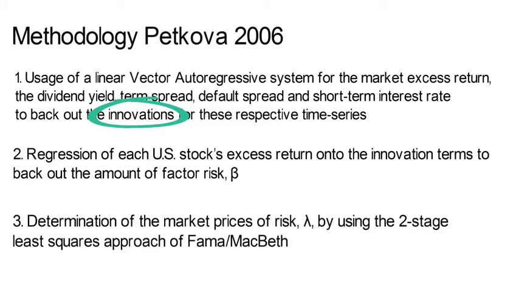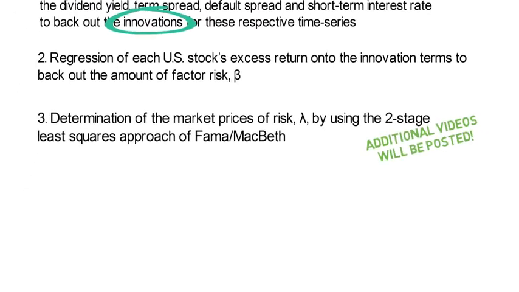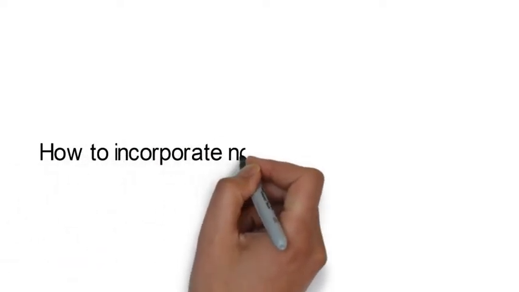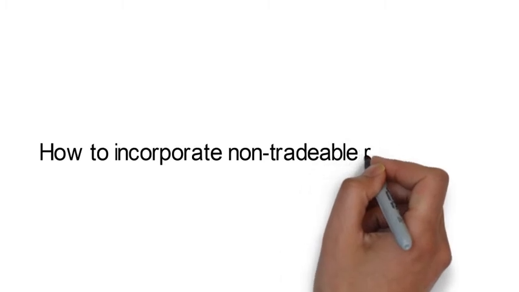Last, she determines the market price of risk lambda by using the two-stage least squares approach of Fama-Macbeth. Now don't worry, I'm going to post additional videos on how to estimate vector autoregressive systems and on the just mentioned Fama-Macbeth procedure. So I want to close that video here with the last question for now.